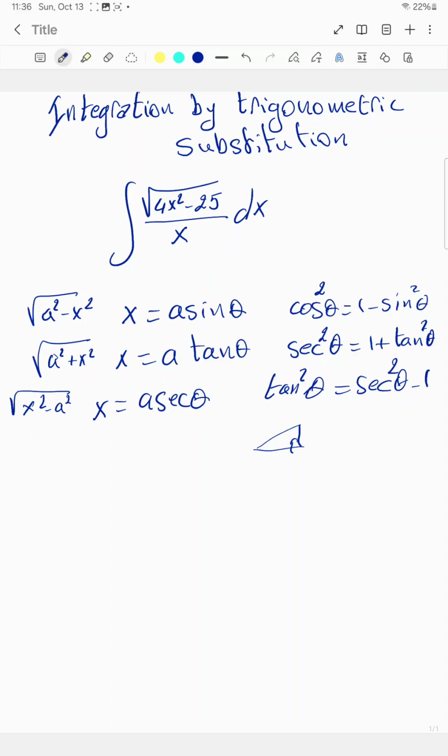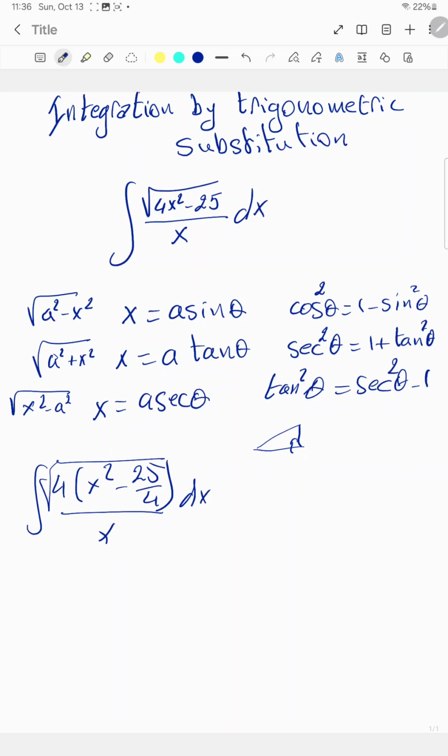So now, because 4 and 25 are perfect squares, I can make it look like x squared minus a squared. So let's start by doing that. That integral, I can write it as the integral of the square root of, I can factor out 4, x squared minus 25 divided by 4, and all that divided by x, dx. So now my a is 5 over 2, because a squared is 25 over 4.